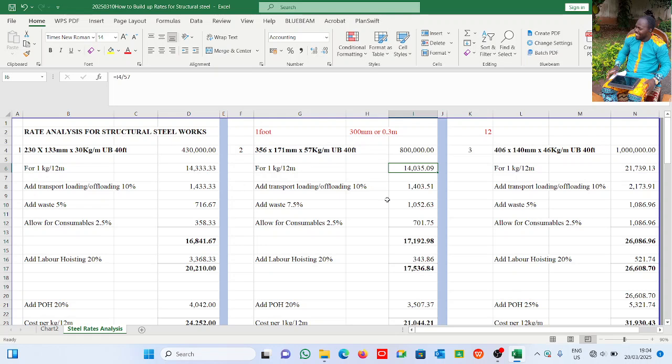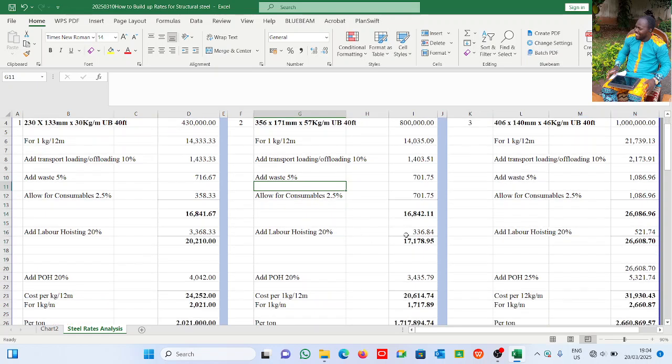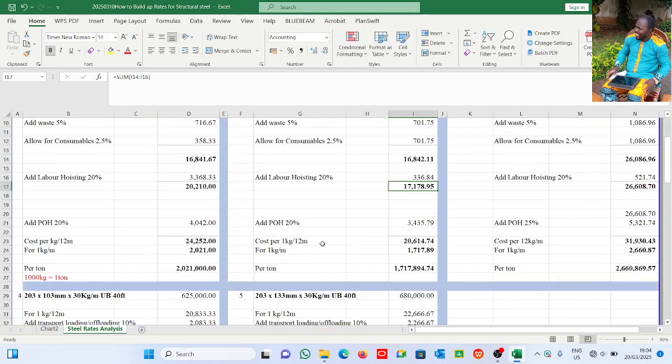All right, so add transportation, loading and unloading, add waste. I'm having a waste here of 7.5%, okay, let me use a waste of 5%. I already reduced all the wastes to 5%. So we have this. Allow for consumables also. Now add labor hosting, you have this. Then your profit and overhead per ton is this.